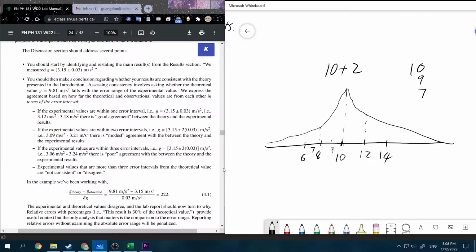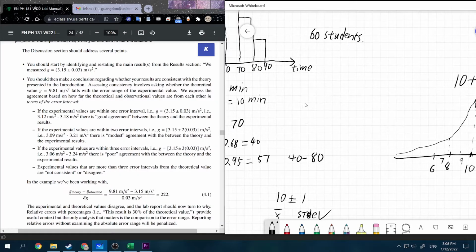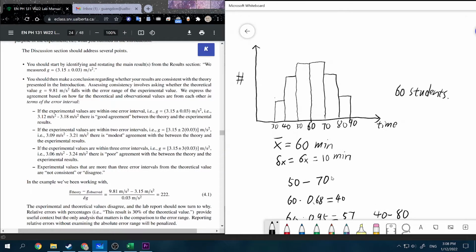Another thing I forgot to mention is that this standard deviation is actually a measurement of the spread of your data. If there are students that spread to a very large range, then this standard deviation is going to be large. If it's very narrow, like everybody finishes right on time, about 60 minutes, then this standard deviation is actually going to be small.